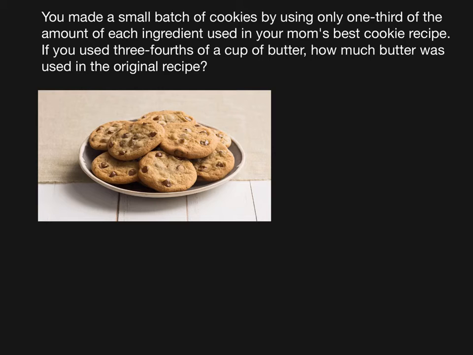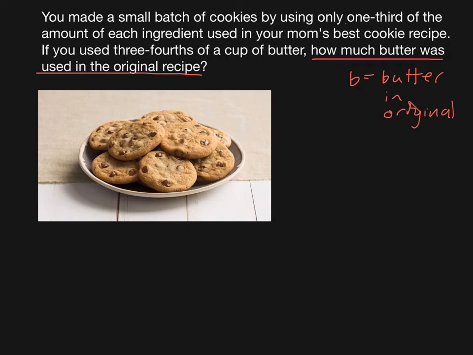All right, we have cooking in this example. You made a small batch of cookies by using only 1/3 of the amount of each ingredient used in your mom's best cookie recipe. If you used 3/4 of a cup of butter, how much butter was used in the original recipe? As always, we're going to underline what we're looking for. How much butter was used in the original recipe? We can use B to represent that. We'll say butter, and to be specific, I'll say in original. Butter in the original recipe.